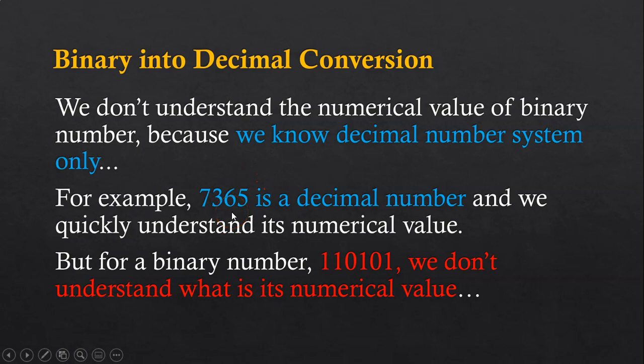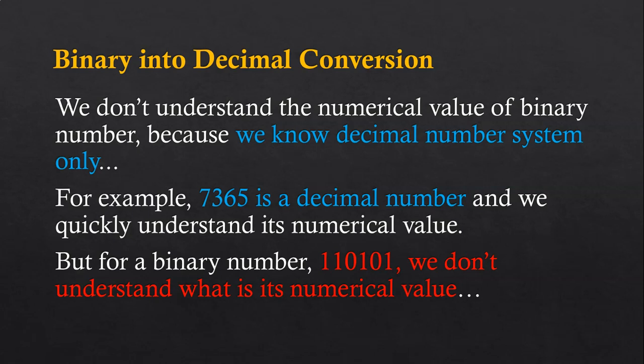First, it is 7000 plus 300 plus 60 plus 5, which gives you the 7365 value. In our general routine work, we always use decimal values. We go to a shop, ask for some product, and when the shopkeeper gives us that product, he tells us the cost of the product in decimal, and we quickly identify that value and give him the relevant money. So the numerical value, we understand only in decimal.